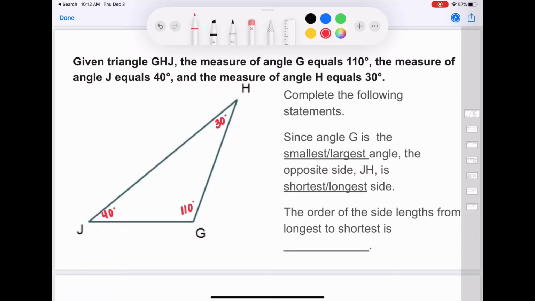Complete the following statements. Since angle G is, what do we think angle G is? We're looking for something about the relationship of the angle. Angle G is the smallest or the largest angle. Well, it's clear that angle G is the largest angle, so we can circle that. The opposite side, JH, is the longest or shortest side.